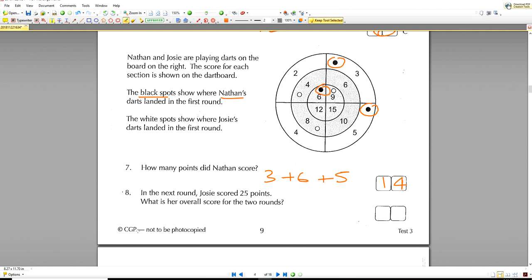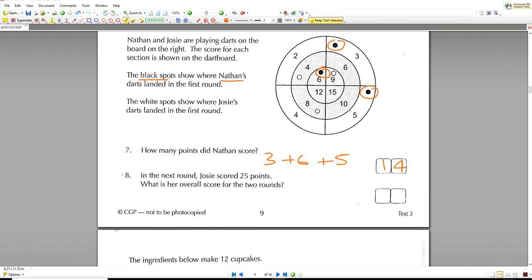Okay, in the next round, Josie scored 25 points. What is her overall score for the 2 rounds? Okay, so let's work out her score for the first round. So now here's Josie's score for the first round.